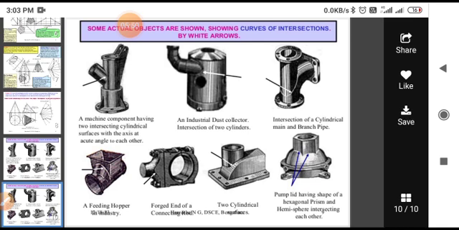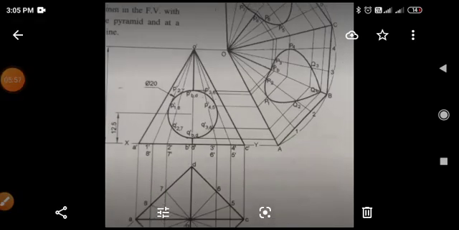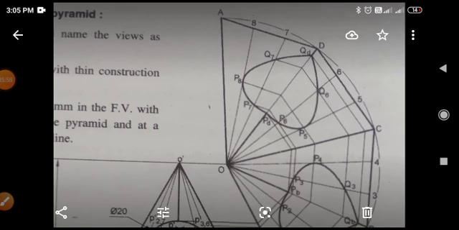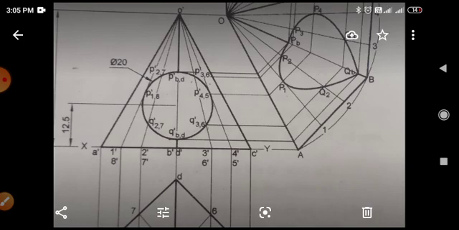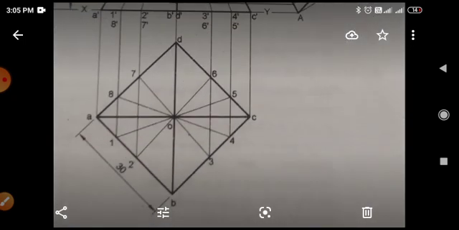Let's come to some problems from our book. Let's see one more problem of that pyramid, and we will proceed further to the development of cone.